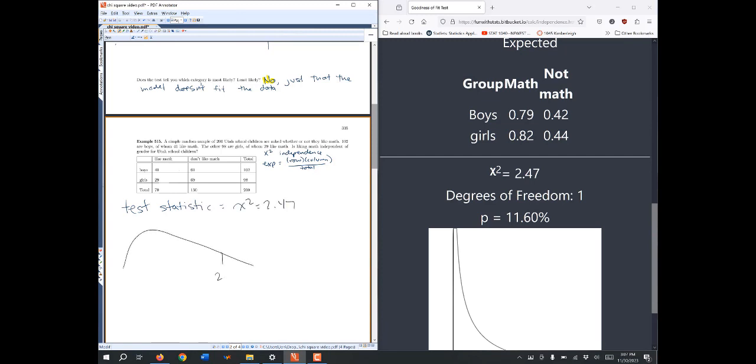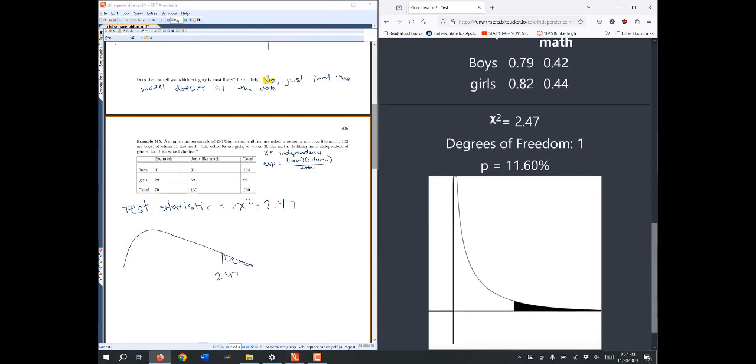So if I was to draw this, here's my 2.47. I'm always looking for the area in the right, and it will do that for me. And it tells me my p-value equals 11.6%. It will even tell you your degrees of freedom. Degrees of freedom equals 1, because remember, we do our number of rows minus 1 times number of columns minus 1. And so it did all of that for me, and these are the results that I get. Again, I just have to be able to put it in, and I have to be able to interpret it.